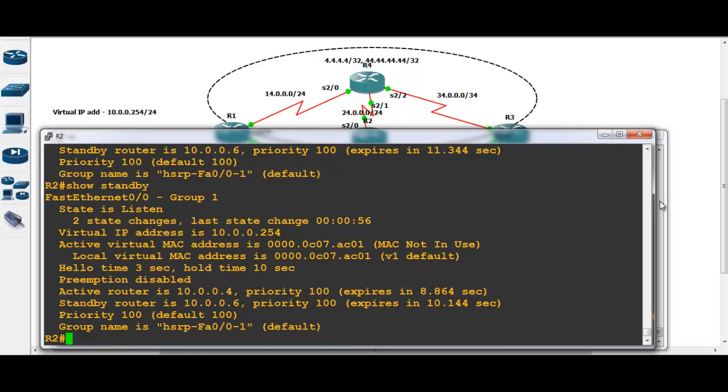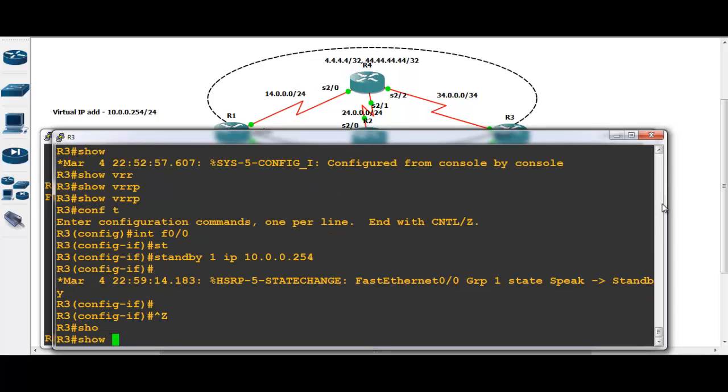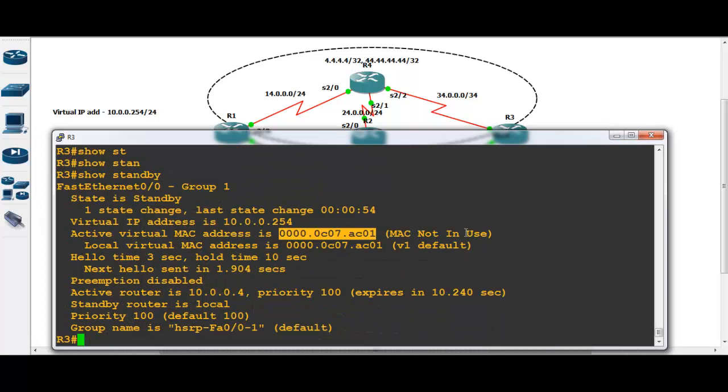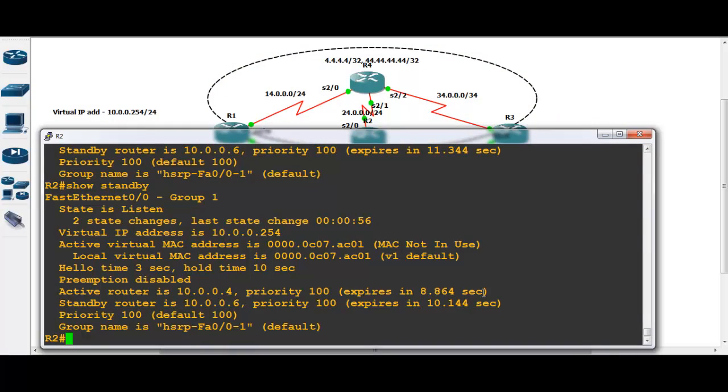Let me go to router 3 now and try the same command. Show standby. Now you see router 3 has become standby. It has gone to standby. And the MAC address is not in use, because this is not the active device. Router 3. Let's go to router 2. It's still in listening. Yeah, this will remain listening.